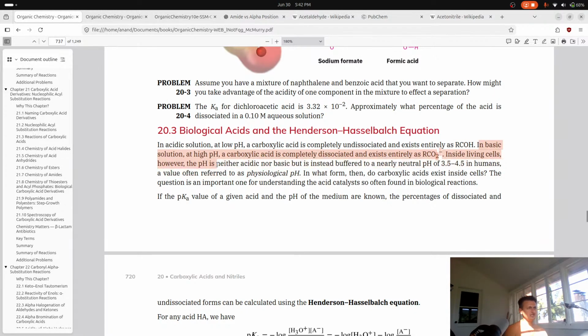In basic solution at high pH, a carboxylic acid is completely dissociated and exists entirely as RCO2-, which is the carboxylate anion. In living cells, however, the pH is neither acidic nor basic, but is instead buffered to nearly neutral.